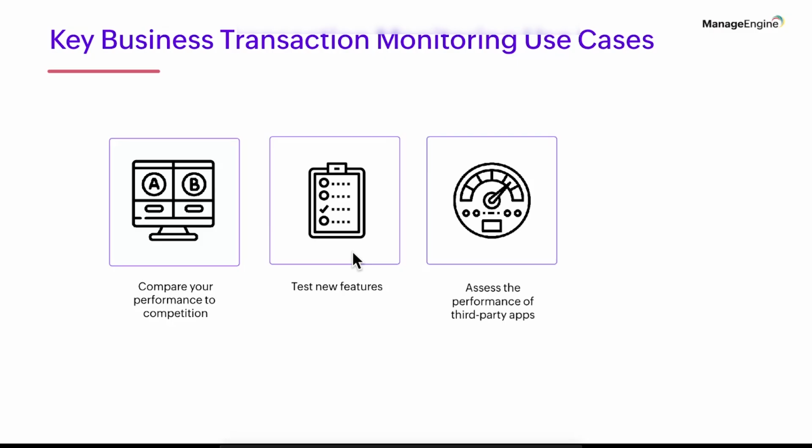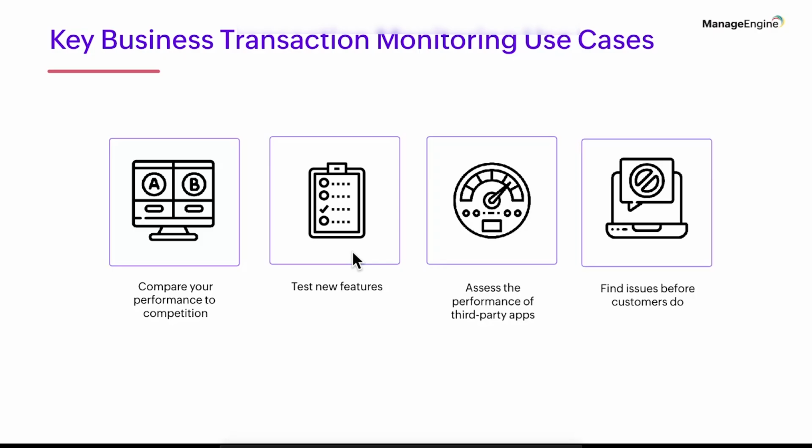And thirdly, you can assess the performance of third-party applications. Many applications today rely on external services like payment gateways, identity providers, or APIs. Now, real browser monitoring helps you measure how these third-party components affect your application's overall performance and end-user experience. Finally, you can find issues before customers do. You can run synthetic transactions at regular intervals to proactively detect slowdowns, broken workflows, or application errors. Again, this helps your teams to proactively resolve issues before they impact end users.